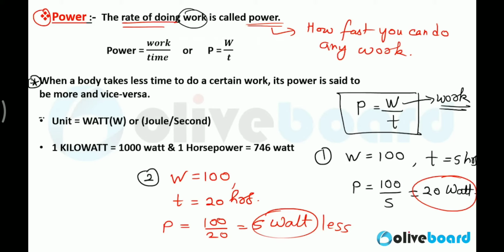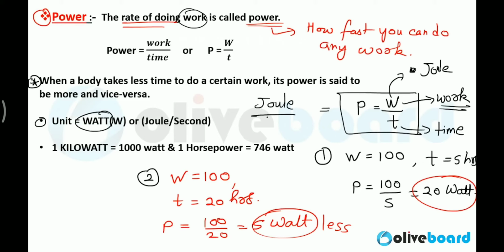What is the unit of power? Unit is watt. And joule per second you can say, because the unit of work is joule, and t is time. So what is the unit of power? Power is joule per unit time, clear? And the SI unit is watt.